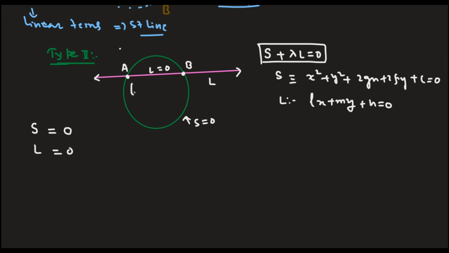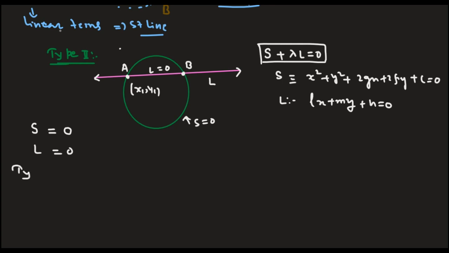Why? Because if you consider any point x1 y1, the point A, and you put it here, you know that this point is present on the circle, so it satisfies the equation of the circle. At the same time, this point is on the line, so it also satisfies the equation of the line. So the line also becomes 0, S1 is also 0, and their combination should be 0. So any such point satisfies this equation, which means it is on the intersection of the circle and the line. Okay, now I think it is clear to all.